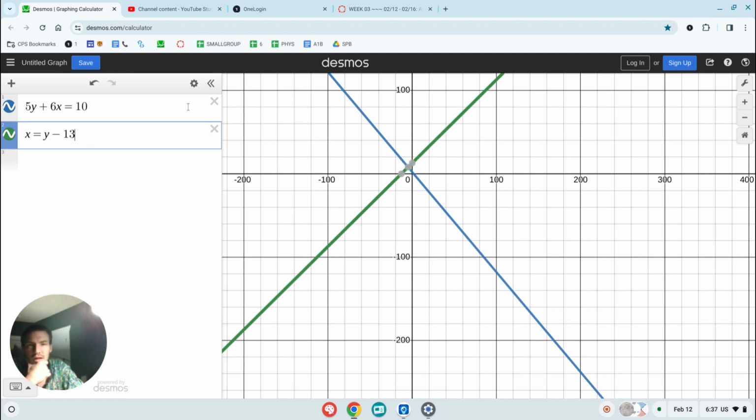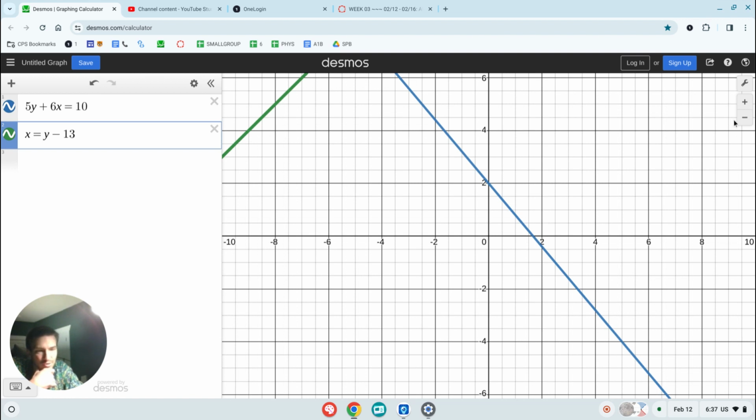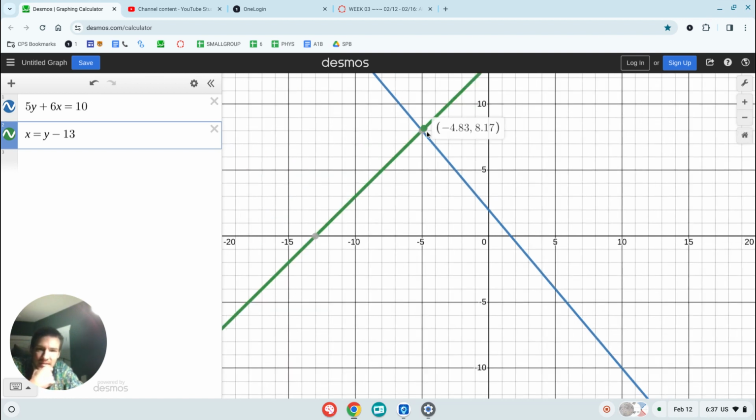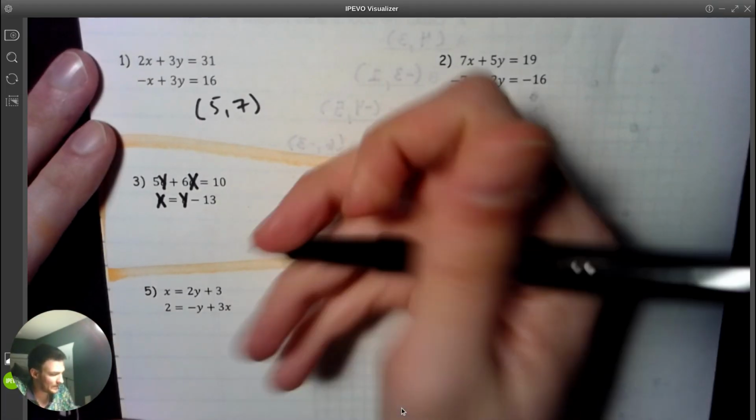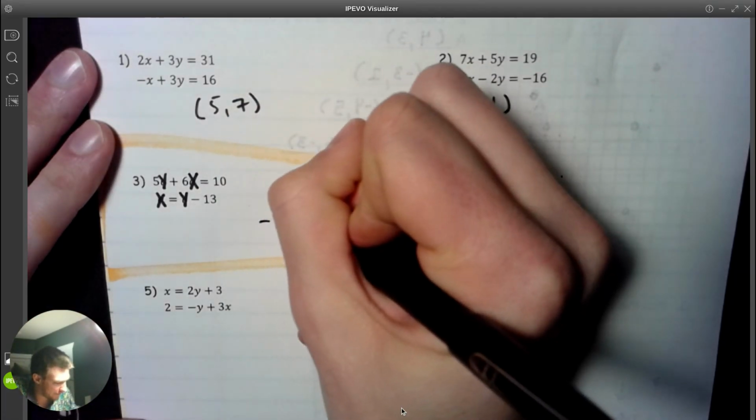Now I'm a little far zoomed out. Home button, too zoomed in, minus button, there it is. Negative 5 comma 8. Negative 5 comma 8.